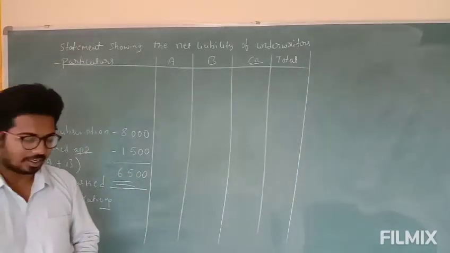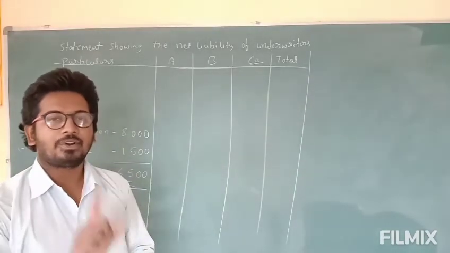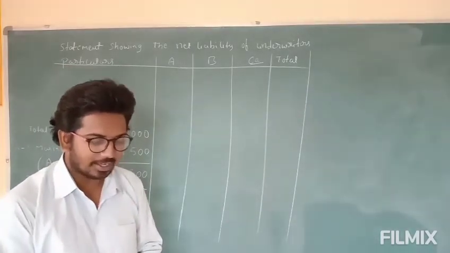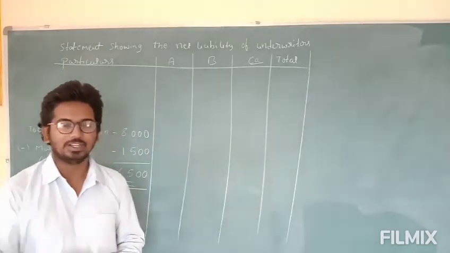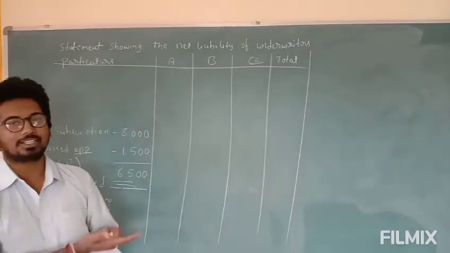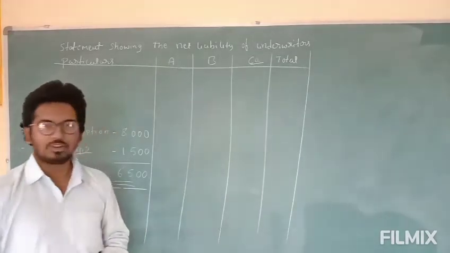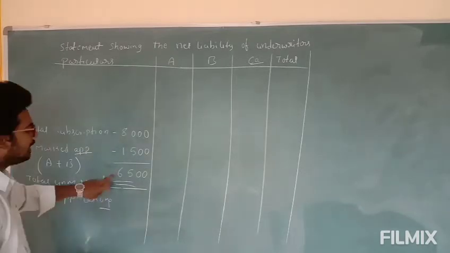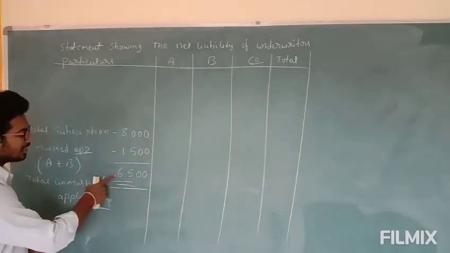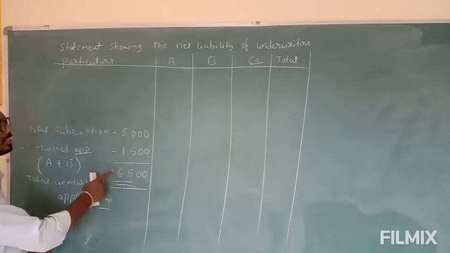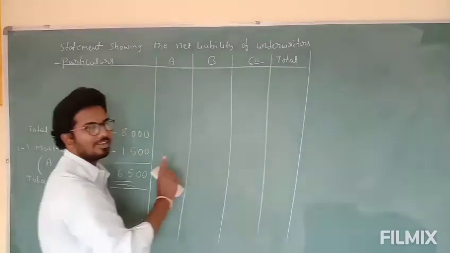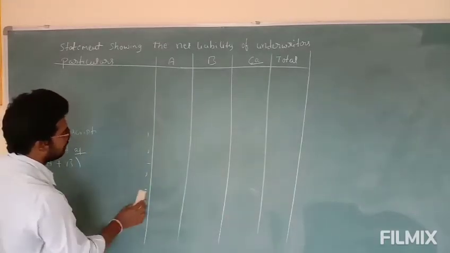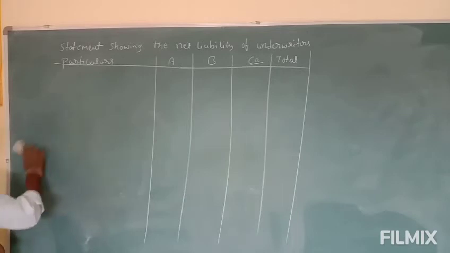So I already told you the total issued shares is 10,000. In that, A carries 5,000, B carries 3,000. So the remaining, 10,000 minus 8,000, 2,000 goes to the company. That is what you should take first, gross liability. Make a note of that. We have 6,500 unmarked applications related to only the company because it's a partial underwriting. So first take gross liability.